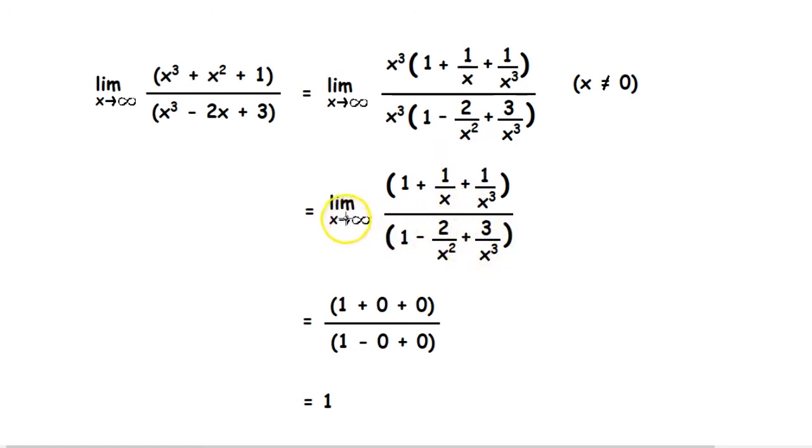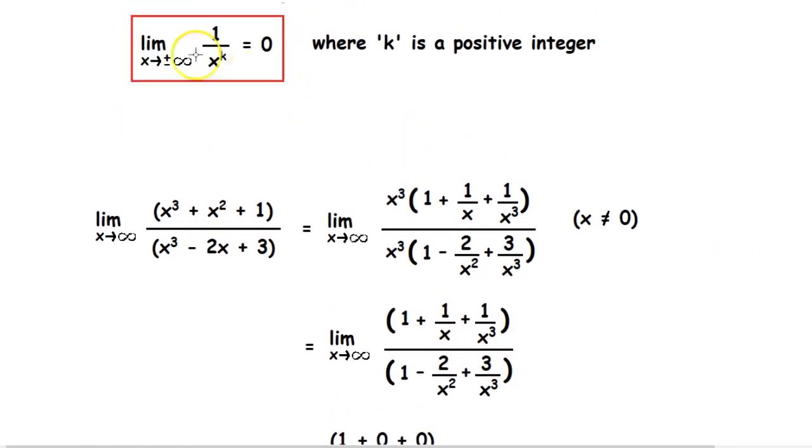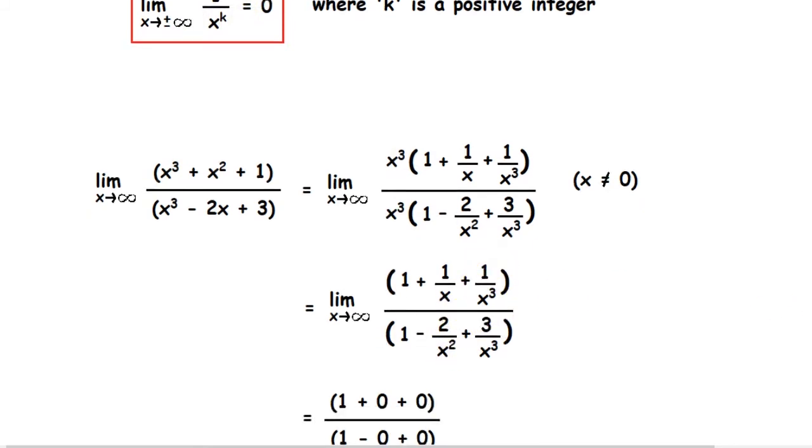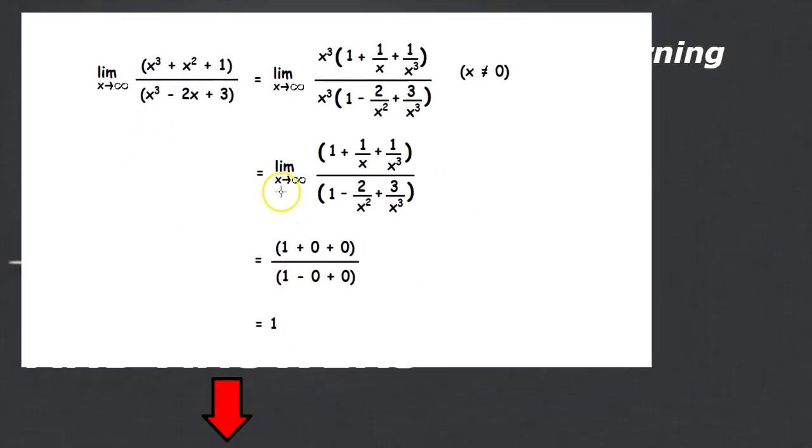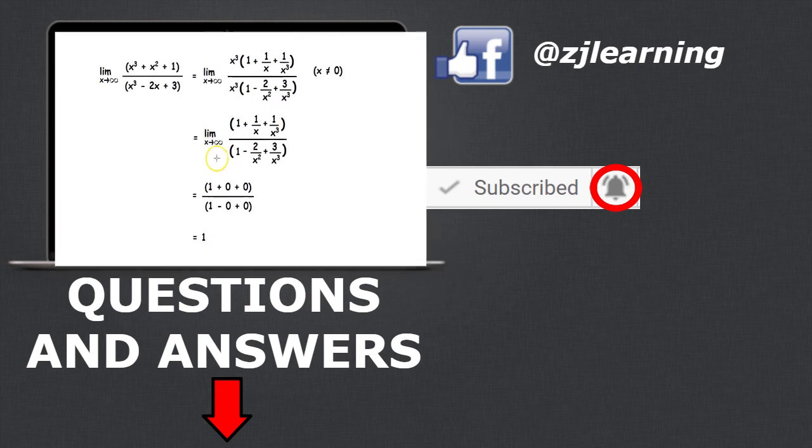Now we use our direct substitution method. So from the rule we learnt just now, 1 over x as x tends to infinity is equal to 0. It's the same for 1 over x squared and 1 over x cubed. So we will get our final answer as 1 plus 0 divided by 1 minus 0 plus 0. So this gives us 1. That is how you answer questions related to limits at infinity.